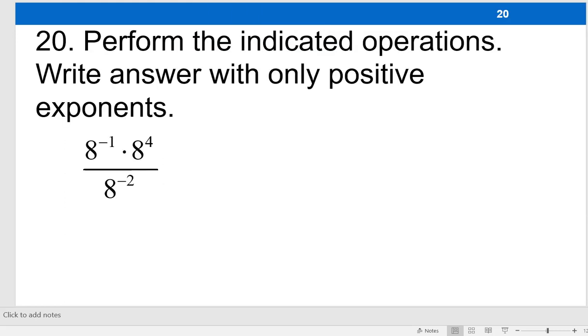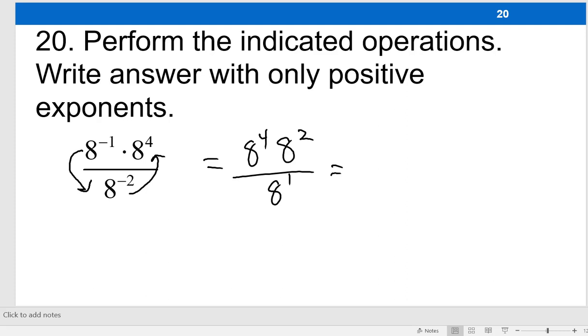Here we have a lot of things going on here. Before I deal with any of these 8s, I'm going to deal with the negative exponents. Those are not helpful. So this 8 on the top, because it's a negative, will move down. This 8 on the bottom will move up. So what's left on the top is 8 to the fourth, didn't move. Came up 8 to the second. On the bottom, that 8 to the first. This becomes 8 to the sixth over 8. One of those 8s cancels out, leaving us with 8 to the fifth.